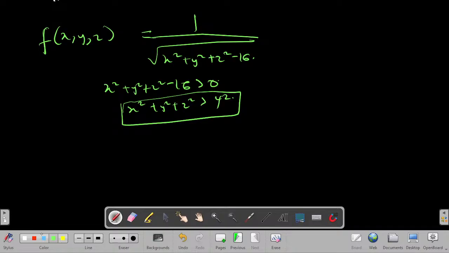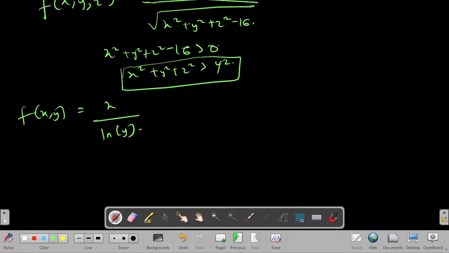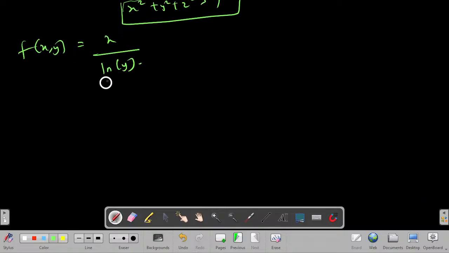Let's write a final interesting question. f of x, y equal to x over natural log of y. Can you try this and see if you can get this right? x over ln y. How do you solve this?